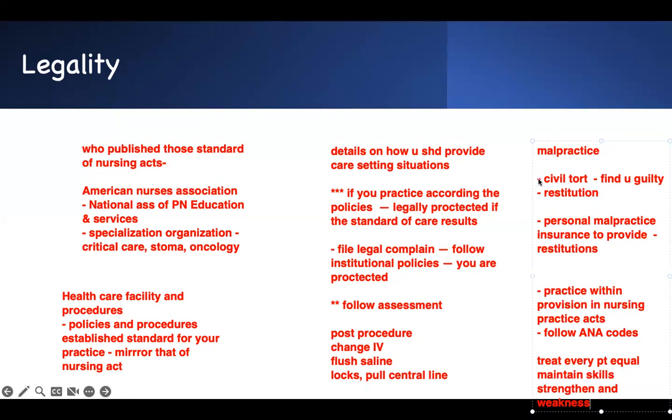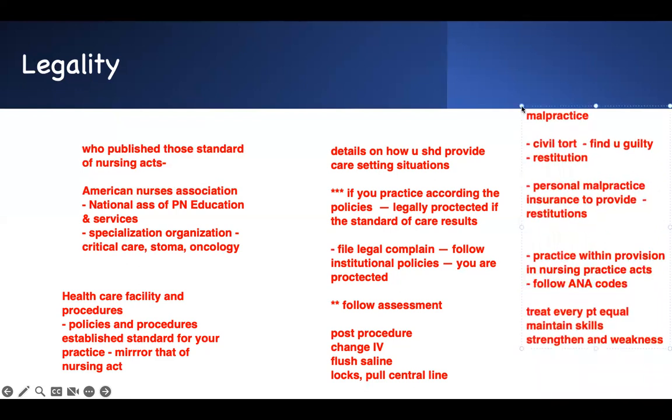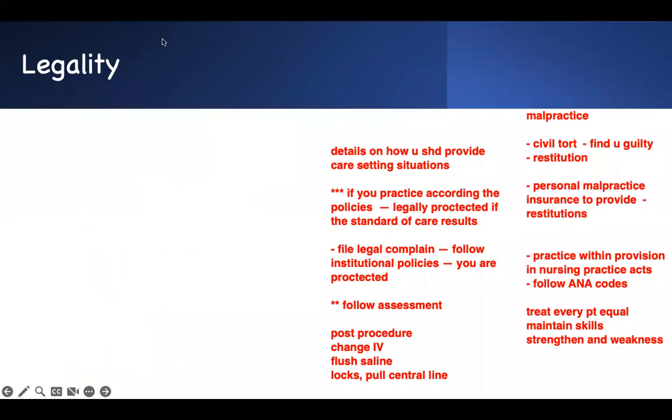These are key. This will get you out of trouble. This is just advice. It will get you out of trouble. And make sure you're meeting all requirements so that you don't get into trouble. Okay? We're almost done with this portion.